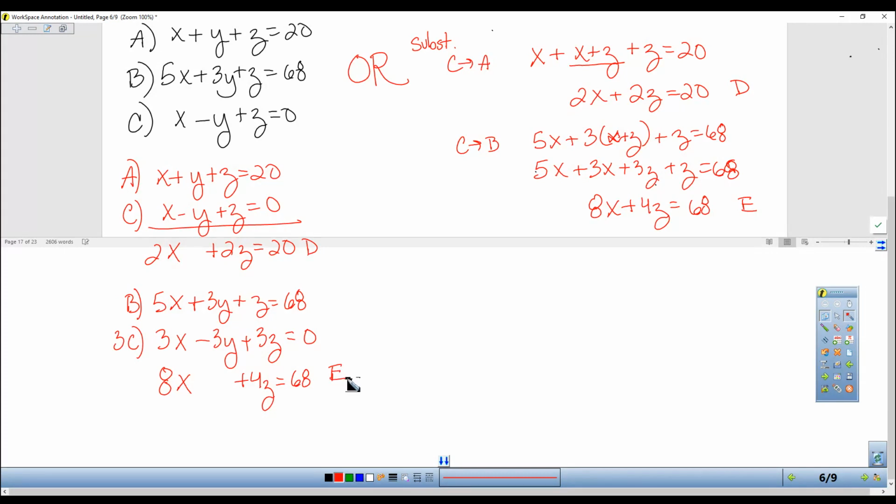Do you guys see what happened? I got the same D and E as I did over here. It's just amazing. So I'm actually not going to finish this one. I'm going to let you finish it, because I want to see if you can get that last step. You're going to take D and E and put them together. So go ahead and try that.